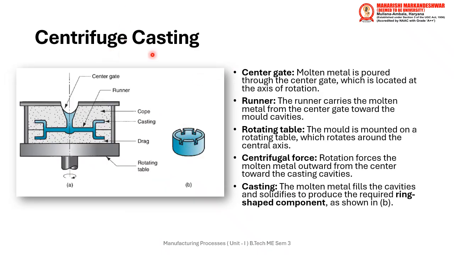Now this is centrifugal casting. In centrifugal casting, we have the center gating system. Similarly, the runner, the rotating table, centrifugal forcing, and the casting. So it's almost similar, but what is the difference is there are some parts that need to be filled, or there are some portions that require the cavity. So this type of centrifuge casting solves that purpose.